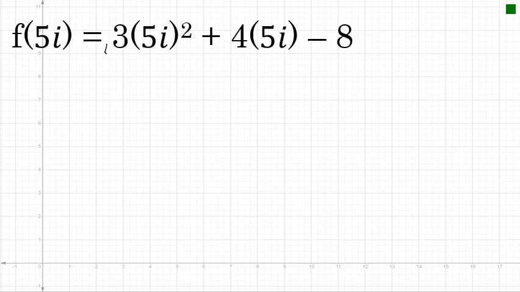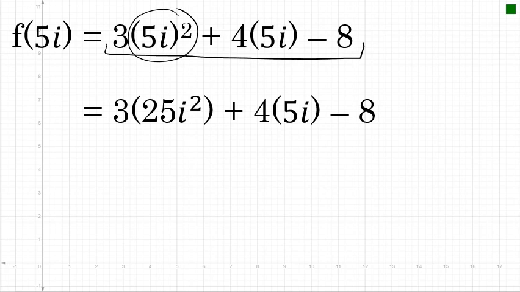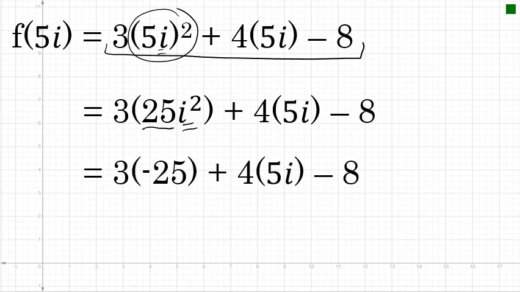The first step in simplifying the expression 3 times (5i) squared plus 4 times 5i minus 8 is to evaluate (5i) squared. Take care of the exponent before we do the multiplication and division, which we'll then do before the adding and subtracting. (5i) squared, well, 5 squared is 25, and i squared we will temporarily represent as i squared. But i squared by definition is -1, so 25i squared is -25.